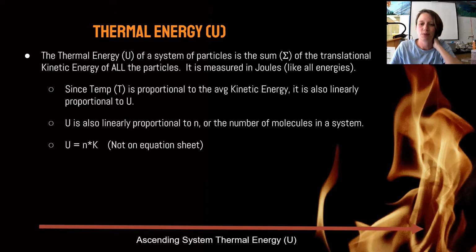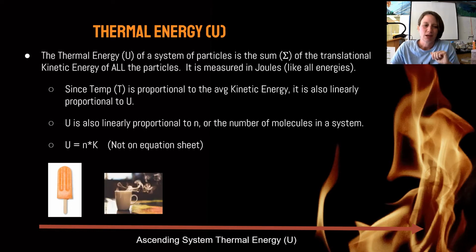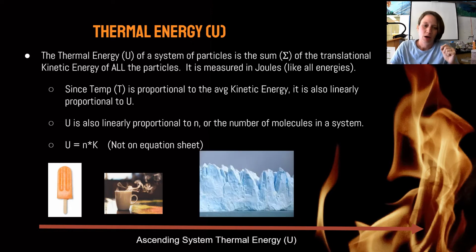So if we look at some common objects and think about what kinds of things in this universe have a little bit of internal energy and what kinds of things have a lot, something like a popsicle doesn't have very much internal energy because it has a low temperature, which means a low average kinetic energy, and it's not a very big thing. A mug of coffee might have the same amount of stuff in it as the popsicle, but it's going to have more thermal energy because each particle inside the coffee has more average kinetic energy than a popsicle.